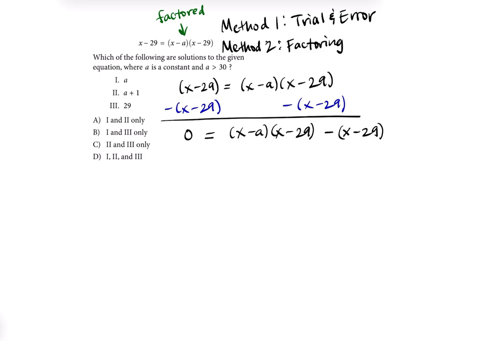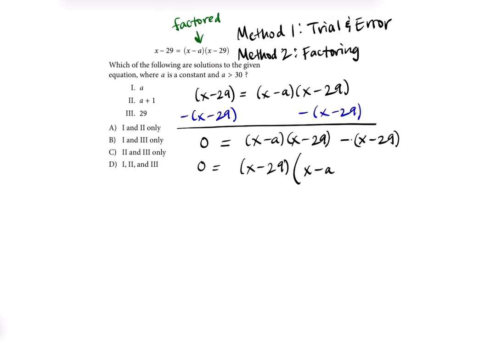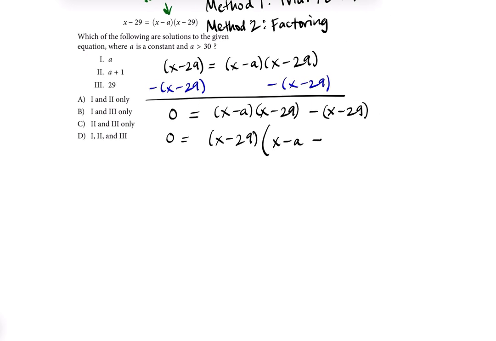All right, now notice we have two terms on the right side, and both terms contain an x minus 29. So what I'm going to do is factor out that factor of x minus 29 from both terms. So I have 0 equals x minus 29 as that common factor. And then from the first term, I have an x minus a left. And then from the second term, I just have minus 1. And if I distributed this back, I would get what I had in the line previously.